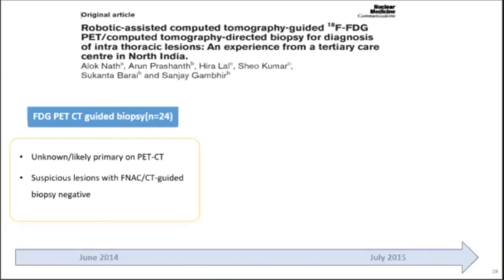So a study was conducted in our department in conjunction with the Department of Pulmonology and Radiology between June 2014 and June 2015, which included 24 patients presenting with suspected malignant intrathoracic space-occupying lesions. So 24 patients underwent FDG PET-CT guided biopsy. The indications were a known or likely primary on PET-CT, or suspicious lesions with FNAC or CT guided biopsy, which turned out to be negative.